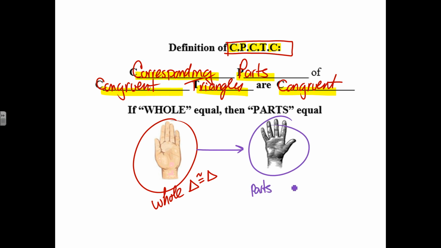The parts would be segments are congruent to segments, or angles are congruent to angles. So the simple concept is if the whole triangles are equal, then all the other parts of the triangles are equal. That's CPCTC.